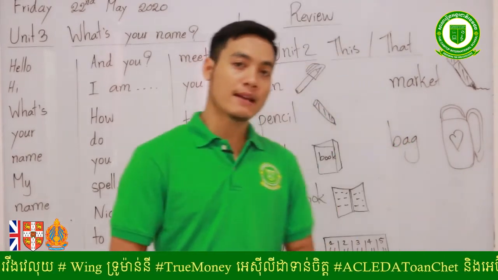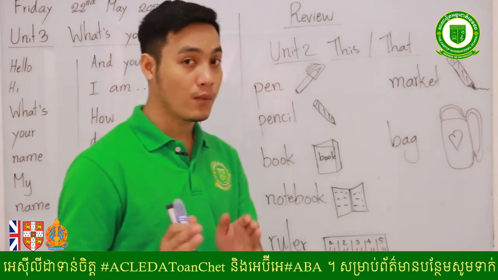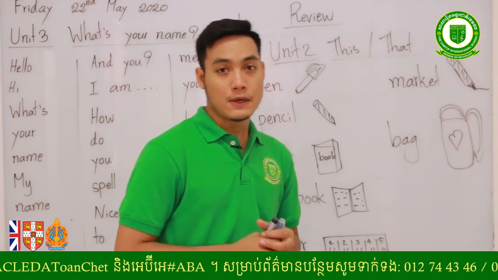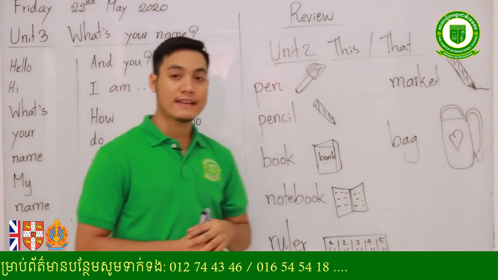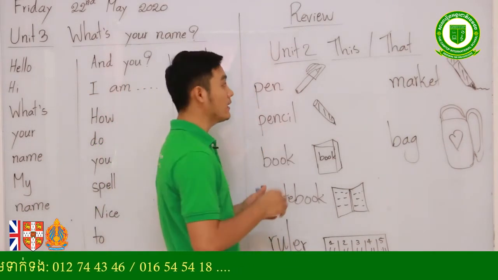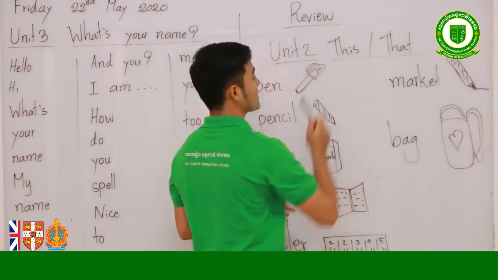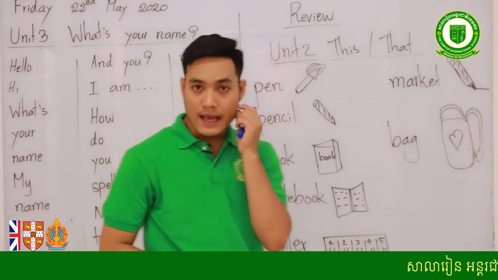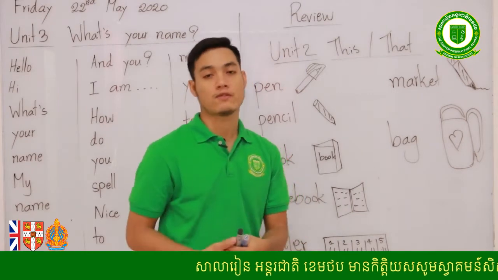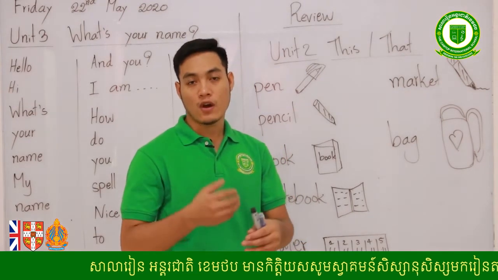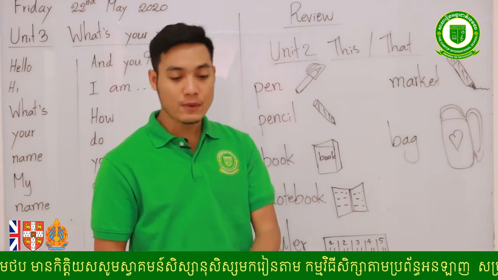Before going to Unit 3, I want to have a quick review with you about Unit 2 first. Here is your review about Unit 2, this and that. Everyone look at this. This, that. Through that lesson, you learned a lot about school materials that you need to use in the class. You also learned some questions about what's this and what's that. Now we review together.